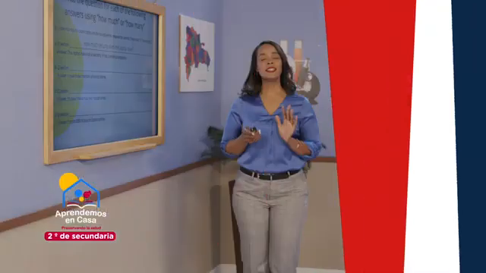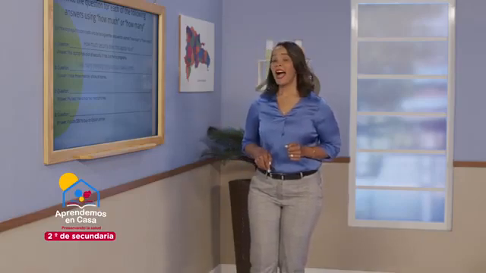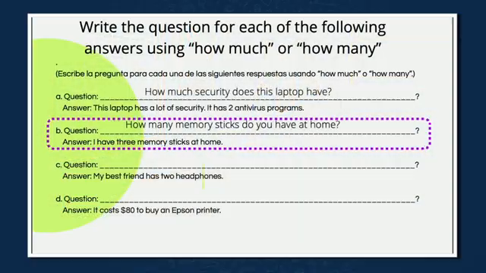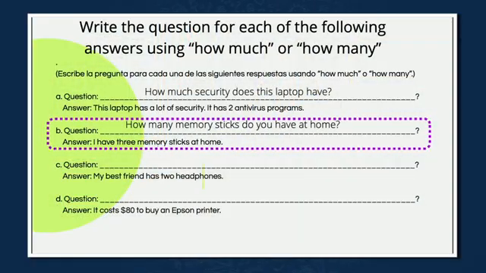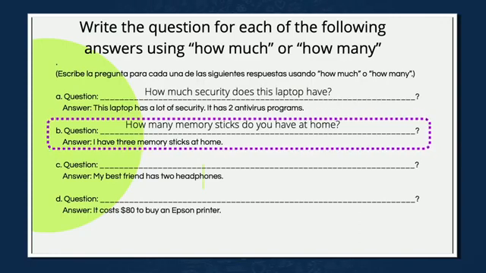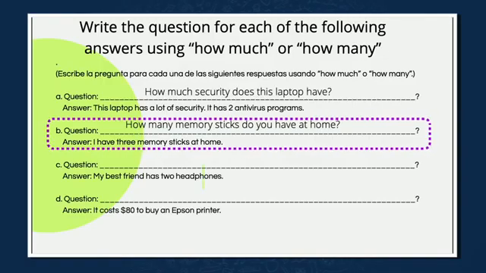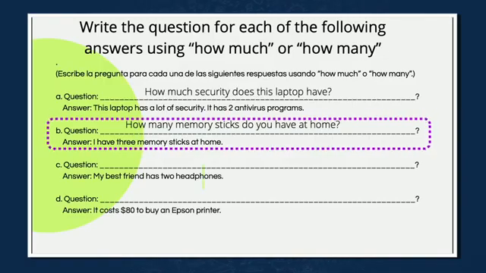Now let's see the possible questions you could have written. Vamos a ver las posibles preguntas que pudiste haber escrito. The letter B. How many memory sticks do you have at home? ¿Cuántas memorias tienes en casa? I have 3 memory sticks at home. Tengo 3 memorias en casa.